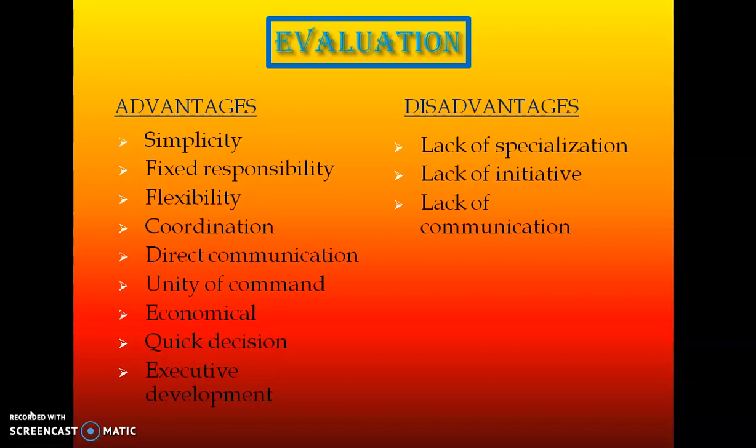Next one, lack of communication. Ultimate authority for taking all the decisions lies with line officers. The line officers may become autocratic and start deciding things without consulting their subordinates. So subordinates also start maintaining a distance and they will not communicate. Next one, autocratic approach. I told you earlier.